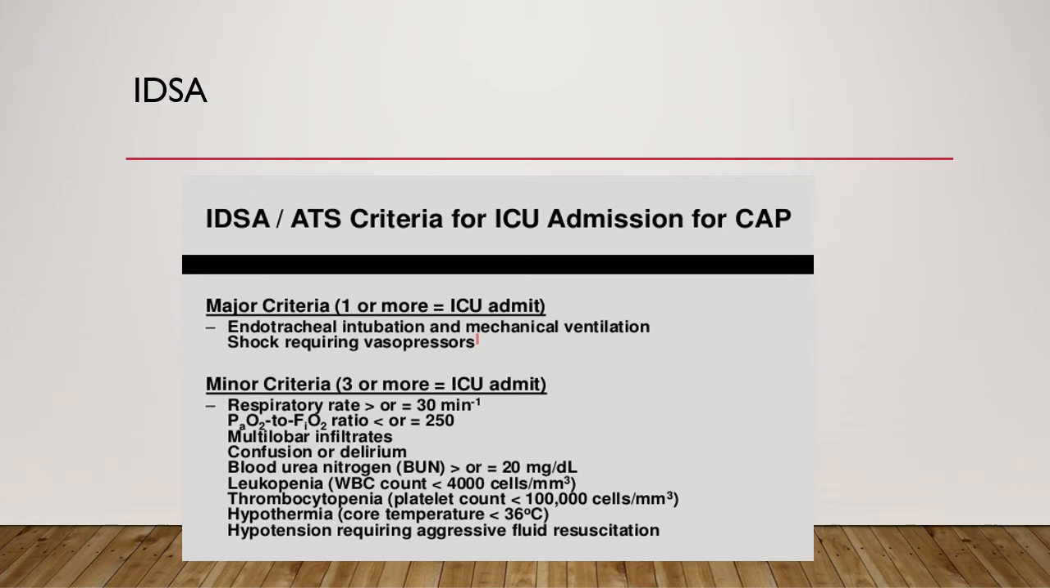Other criteria that are included in the minor include the vitals: the respiratory rate, the BP, the oxygen saturations, low PaO2/FiO2 ratio, the presence of multilobar infiltrates, confusion, the urea nitrogen, low WBC counts, low platelet counts, and low temperature. All of these are features that indicate the presence of severe CAP. So there are multiple systems used to score patients, assess severity, and guide management.